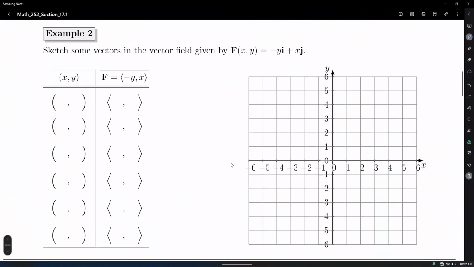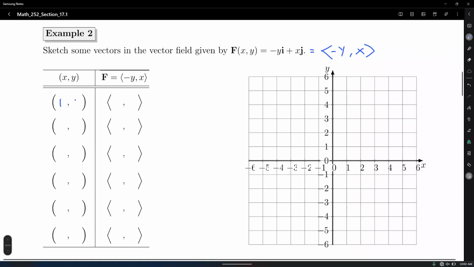On the next page, we have another vector field, negative y i plus x j. That means, in component form, negative y, comma, x. What does that mean? For every ordered pair, for every point on the grid, the vector will be obtained by having the x component be the opposite in sign of the y coordinate, and the y component just the x coordinate.